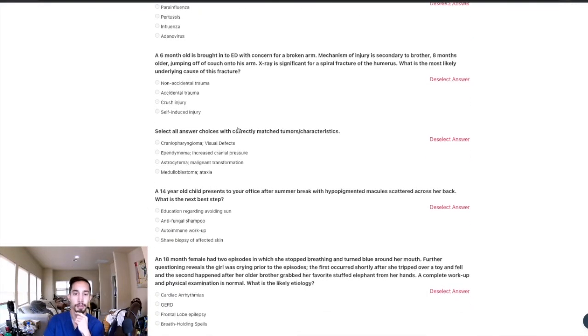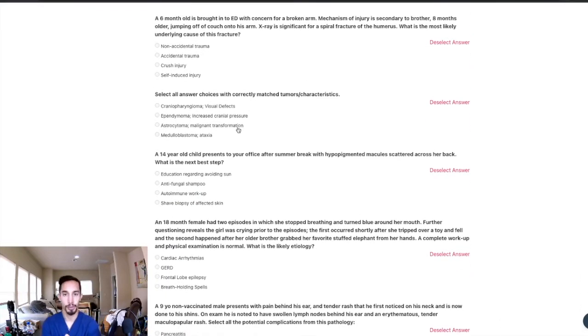Fantastic. So next question. A 6-month-old is brought into the ED with concern for a broken arm. Mechanism of injury is secondary to a brother who's about 8 months older jumping off the couch onto his arm. When you get an x-ray, it shows a spiral fracture of the humerus. What is the most likely underlying cause of this fracture?